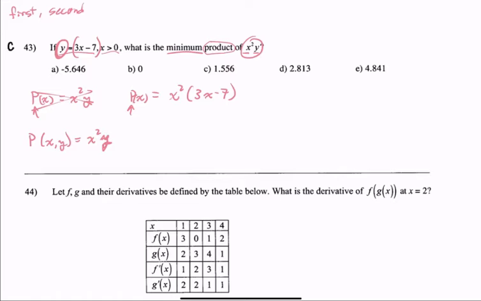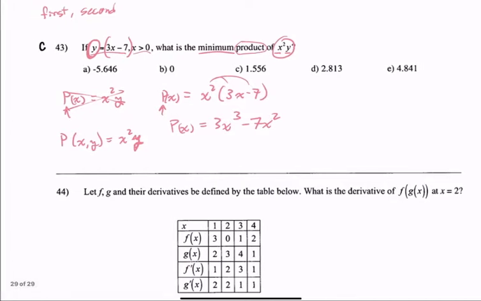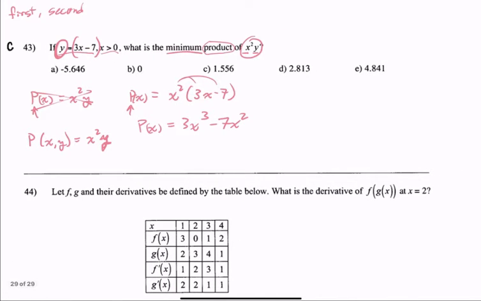Now you could take the derivative as it stands, but you're going to have to use the product rule. Okay, but I don't want to use that because if I don't have to, I don't want to. I'm going to distribute this and make this simpler. So I have p of x equals 3x to the third minus 7x squared. This is a polynomial of the third degree. And we also know that x is greater than 0.